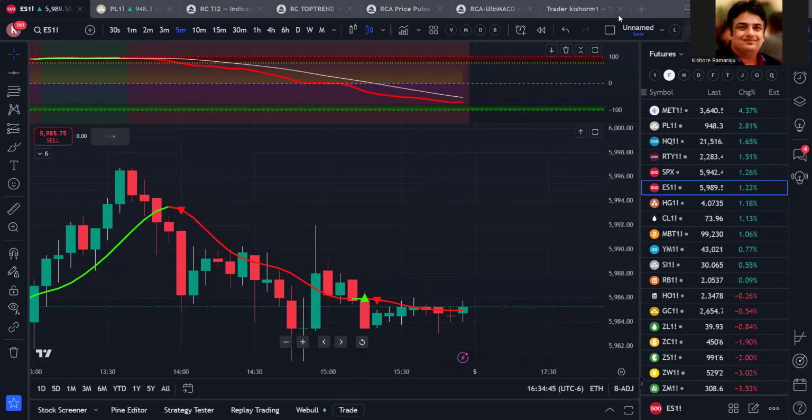Thinkorswim indicators are basically the same. Just like in TradingView, we have some Thinkorswim scanners and indicators which will tell you when to buy and when to sell.